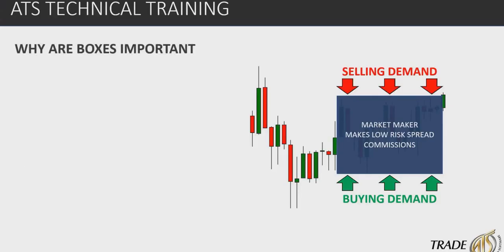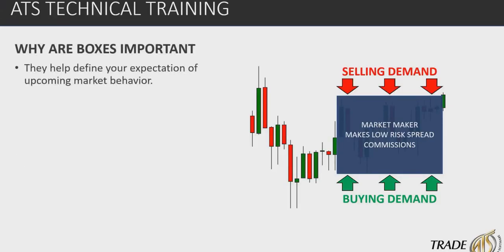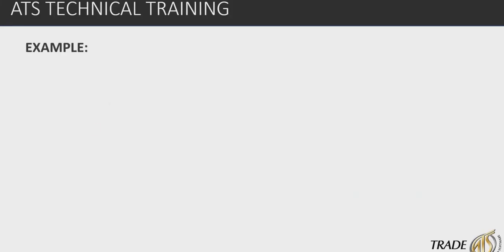So why are boxes important? They help you define expectation of upcoming market behavior, which can serve as an advanced volatility signal. This is really important. Let's look at an example right now. When you see the contraction box form on your screen, when the software triggers that box, what is coming next?